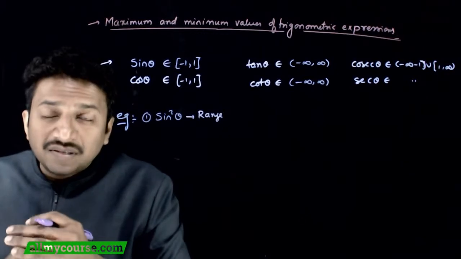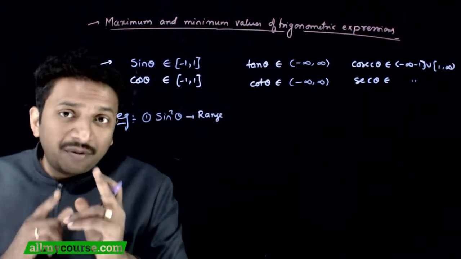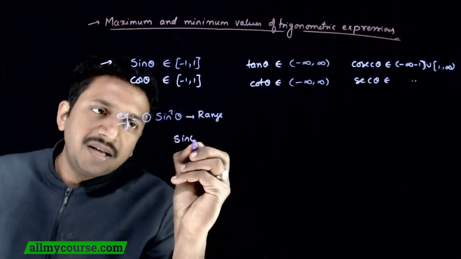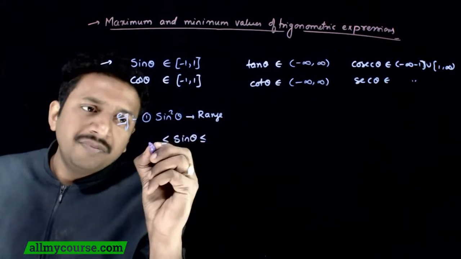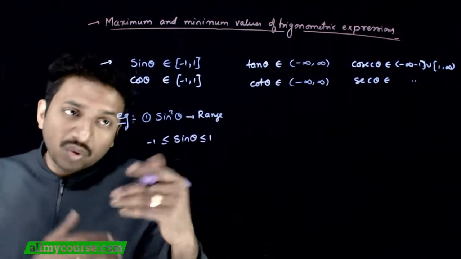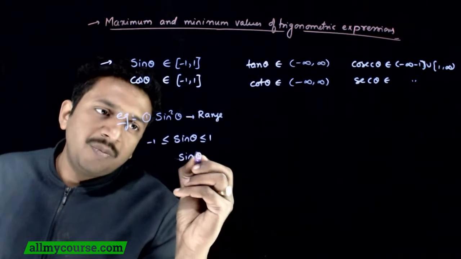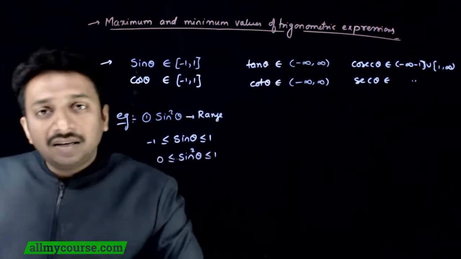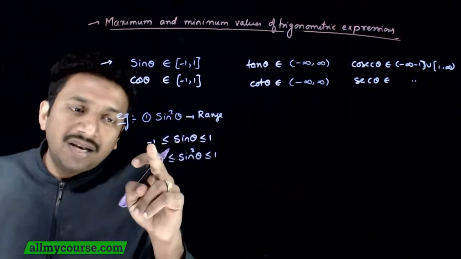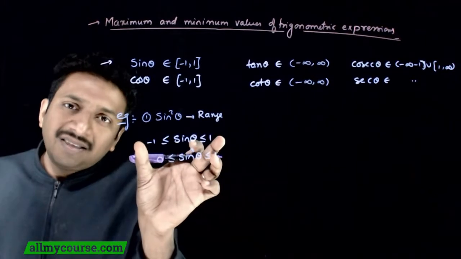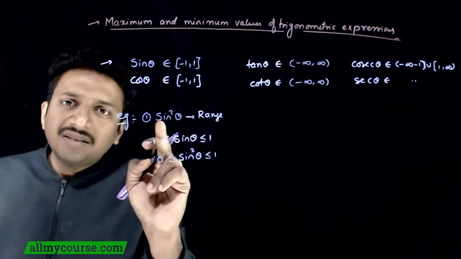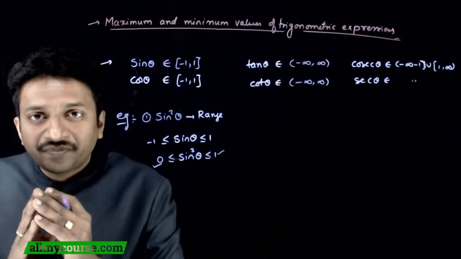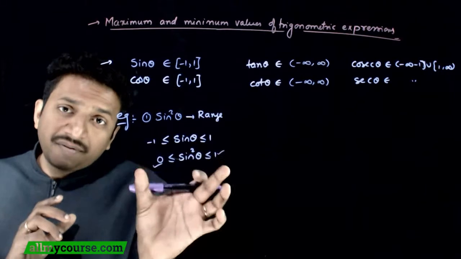So how do we get the range of this? The range of sine square theta can be obtained from the knowledge of the range of sine. So sine theta belongs to [-1, 1]. Now if you square it, sine square theta obviously will be less than or equal to 1 and goes from 0, because once you square it, the negative values will become positive values and they lie between 0 and 1. That means the maximum value of sine square theta is +1 and the minimum value of sine square theta is 0.